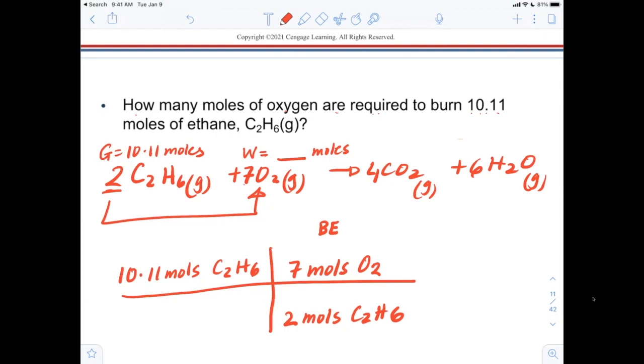Since we want moles of oxygen, let me check real quick. Do I have moles of oxygen up here? This is usually where you want your wanted units to be. Is it where it needs to be? Check. Do these units match these units right here? Check. All I have to do is the math right now. So I got 10.11 times 7 divided by 2, which is 35.385. Too many sig figs. 35.39. And this is going to be moles of O2.